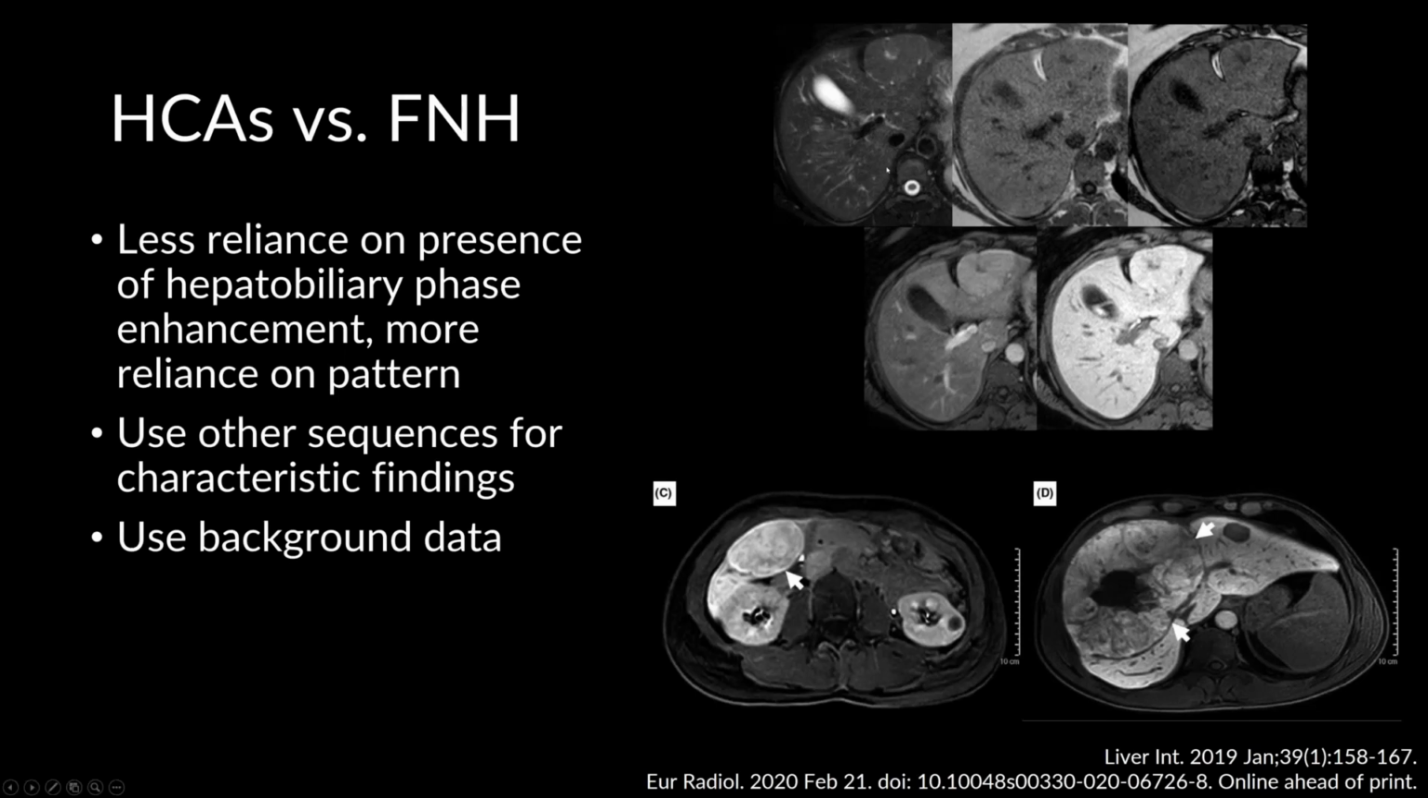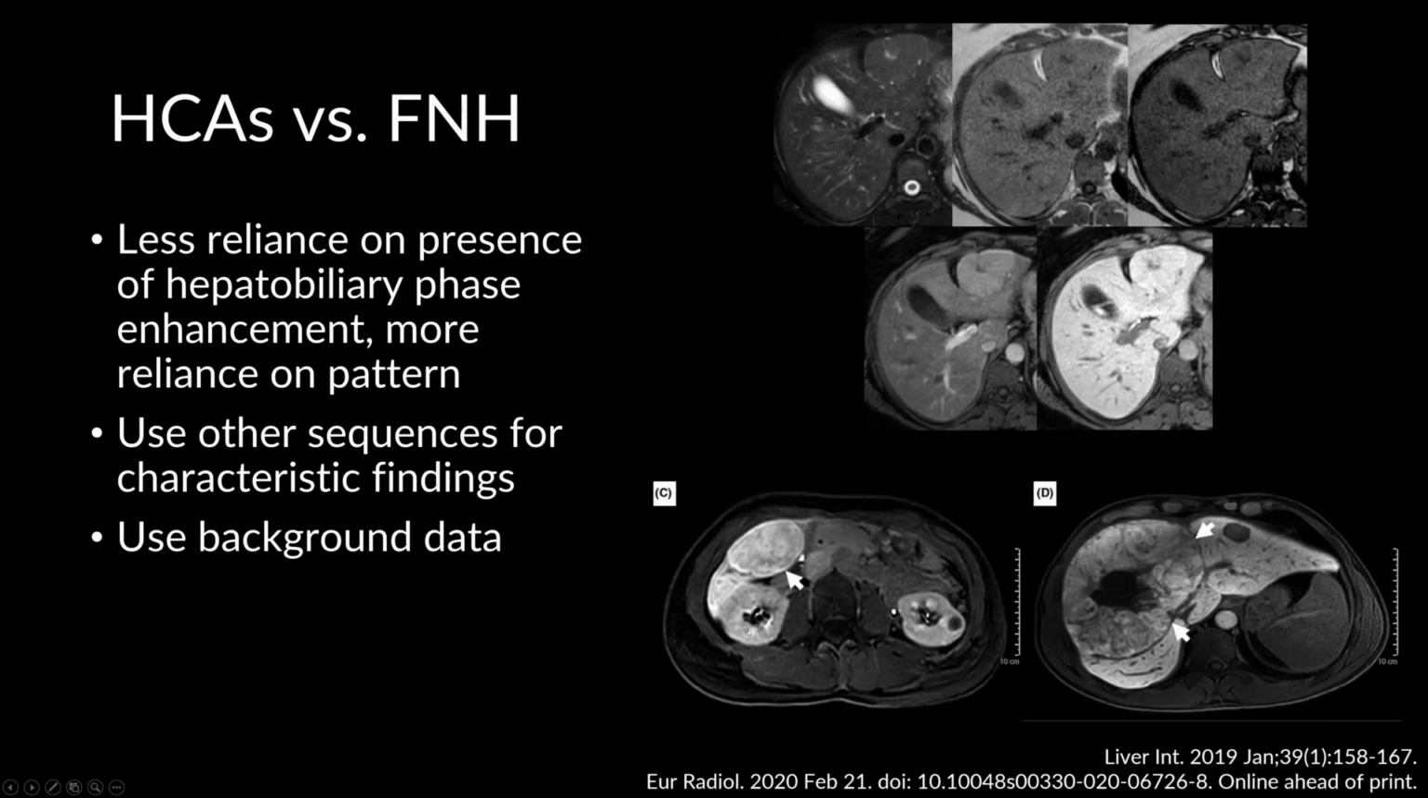So in this example, this is an FNH, and we can see that it's iso-intense to the background liver on T2 and T1 with that central scar that we really like to see. On the arterial phase, there's strong arterial phase enhancement and strong uptake on the hepatobiliary phase. And also there's kind of the striated pattern that we like to see in FNHs as well.